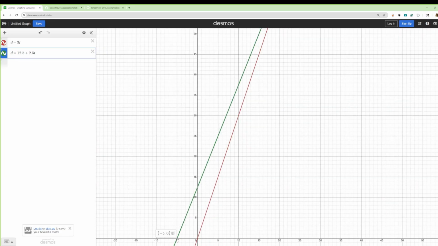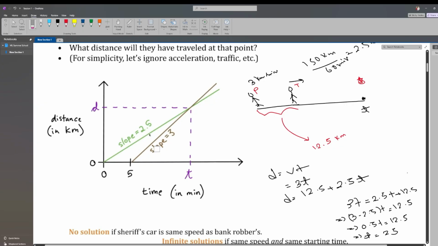Here you can see this is minus 5, obviously, 12.5 plus 2.5t, and here it is 0. That means there is a difference of 5. So this is basically nothing. These graphs are different because they are assumed like one starts from 0, one starts from 5. Obviously this is because of the equation.